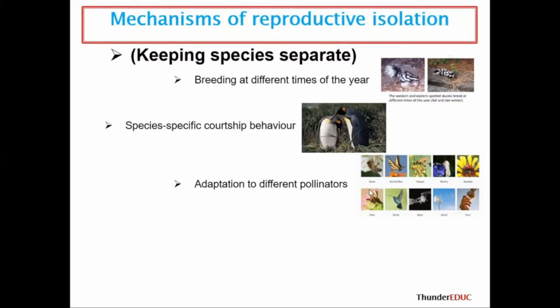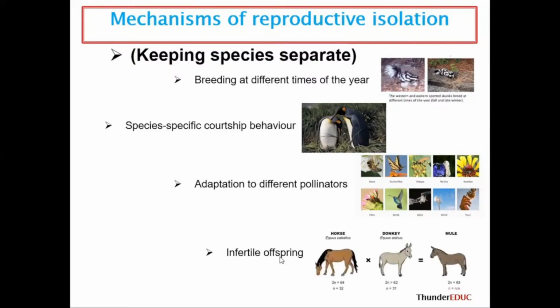Number three, adaptation to different pollinating agents or pollinators. You see that here, this is an insect, this is also an insect, but it is a butterfly. This is another, different kind of insect. This is a bird, this is a bat, this is a human. So they have different pollinating agents or pollinators. Because of that, if the pollinator cannot come, then you will not carry out pollination, or it will not reproduce. So because of that, they are being isolated, or separated.